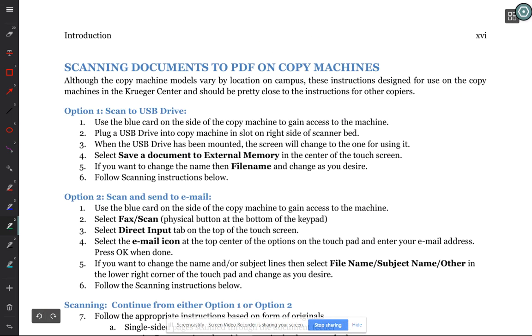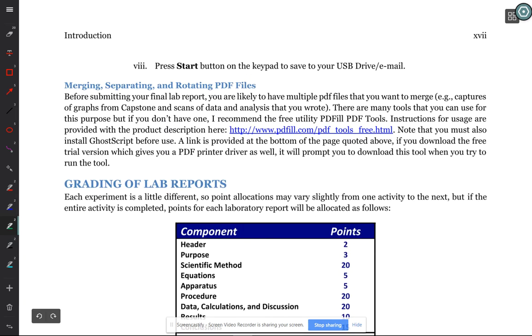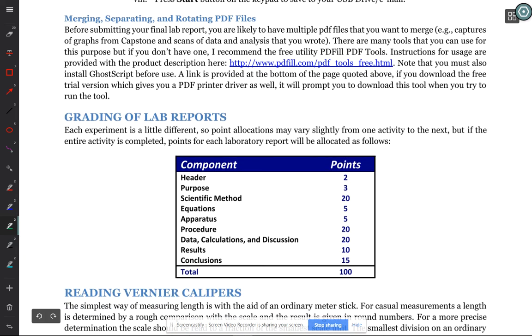Okay, here are instructions for scanning. I'll skip over that. Here are the actual breakdowns for all of the points, so you can see what's important. Actually, conclusions is 15. I was wrong. I said 20, it's 15. So there's how the points are divvied up.